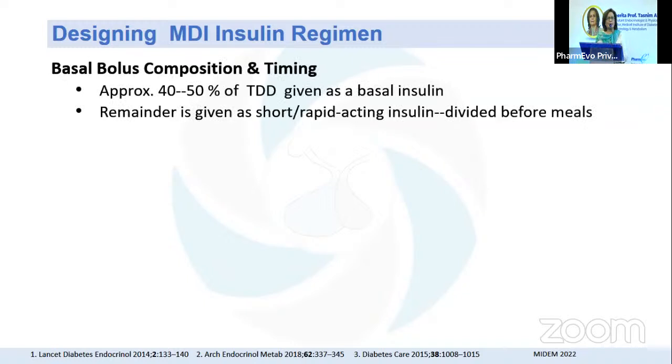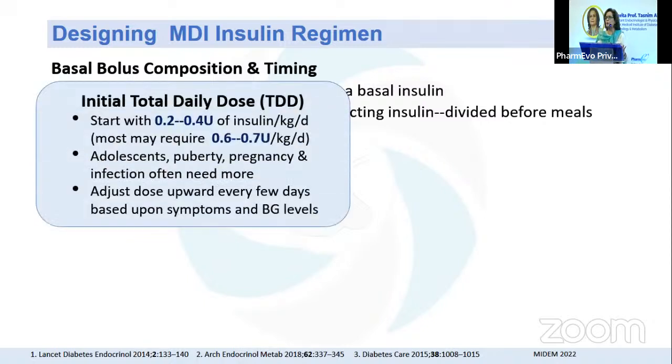The multiple daily injection regime with insulin. So basal bolus composition and timing. Approximately 40 to 50% of the total daily dose is given as basal insulin. The remainder is given as either short or rapid acting insulin divided between meals. This is the usual insulinization. And that's the kind of dose.